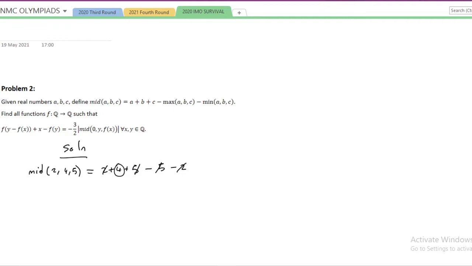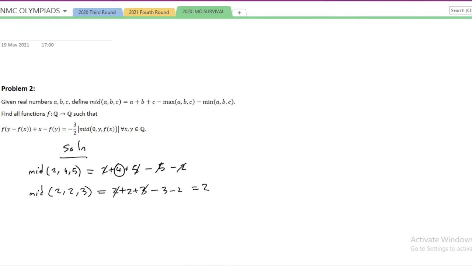Generally this mid may not necessarily be strictly in between the minimum and the maximum, so we could have instances where there are some repetitions, something like this. In this case, based on this definition, it would just be 2. Even though 2 is equal to the minimum as well, it can still be the mid because of that repetition. And of course, if they're all equal, then it's still going to be the same number.